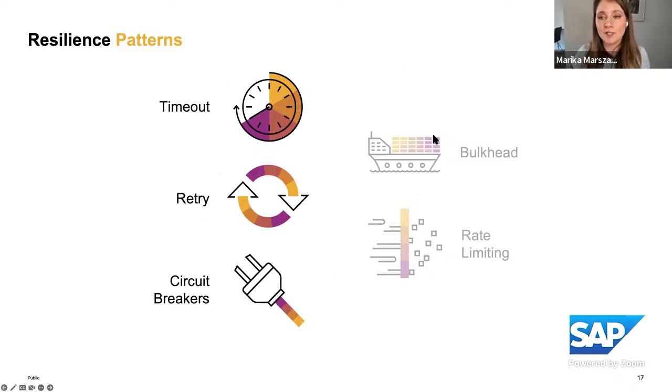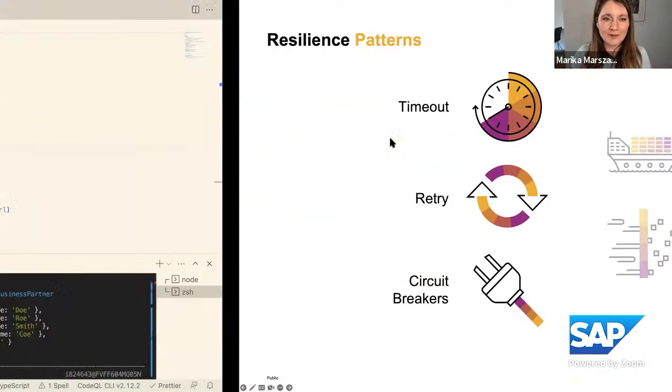So what you see on the left. But we decided not to implement bulkhead and rate limiting, and there are currently no plans to do that. So this is just to kind of set the expectations. We're talking about the left side, not the right side today. And let's start talking about timeouts.